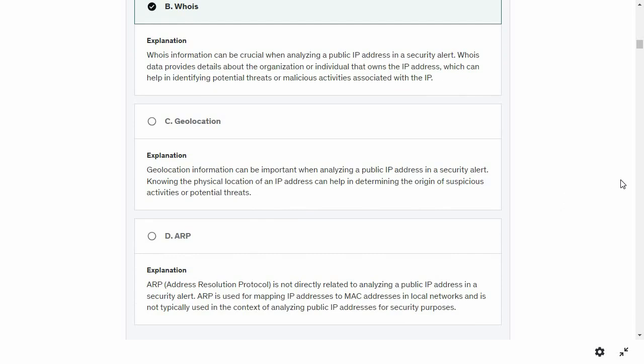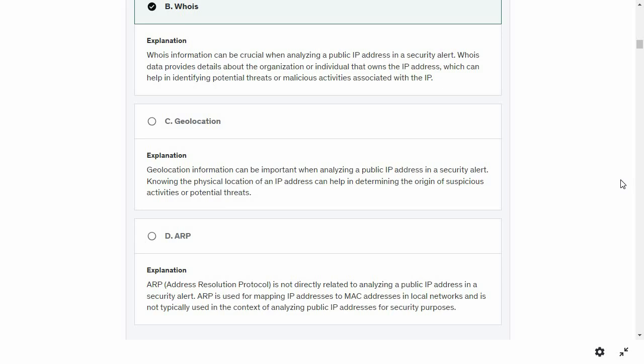Answer number 3, geolocation. Geolocation information can be important when analyzing a public IP address in a security alert. Knowing the physical location of an IP address can help in determining the origin of suspicious activity or potential threat. So geolocation is not the correct answer for this scenario.